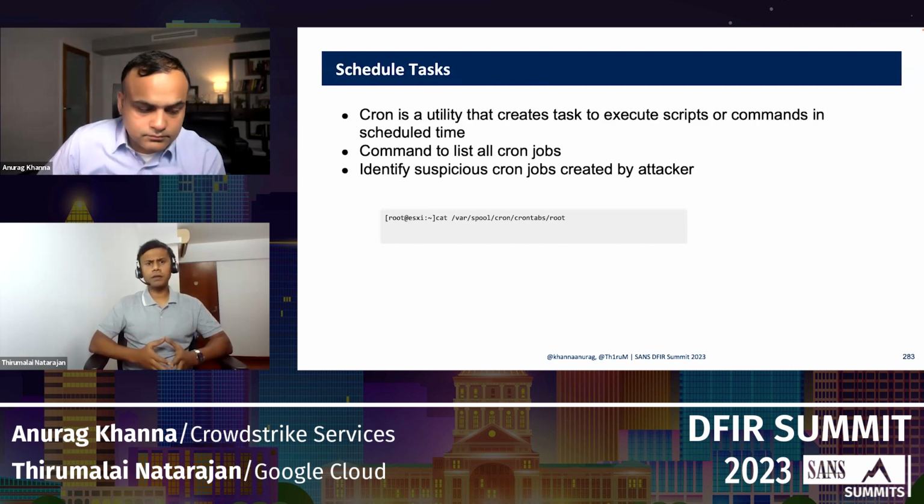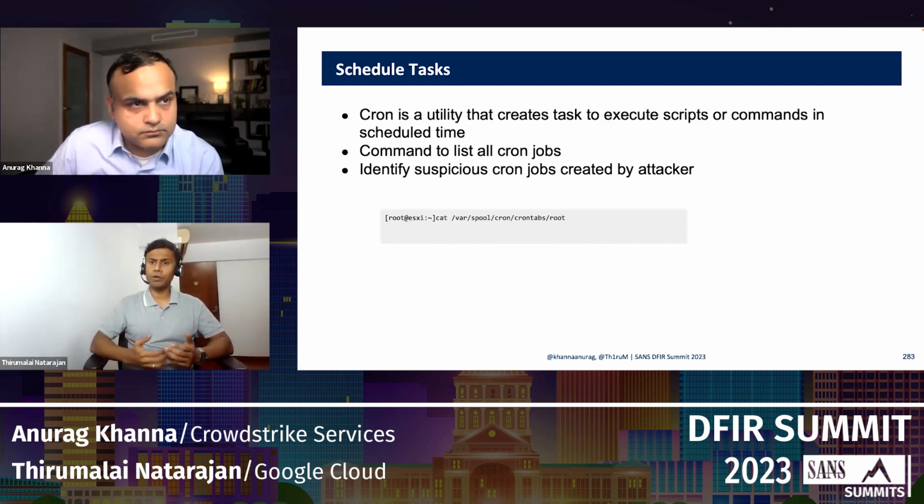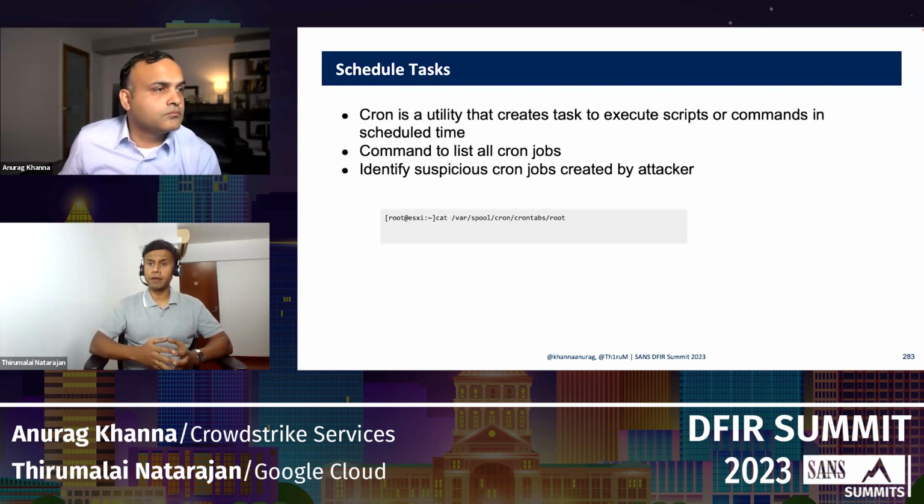Cron is a utility which you can leverage in order to create jobs to automate execution of scripts or commands during a specific time period. So you can use this query to list out all the cron jobs created in the ESXi host, and then you can identify the suspicious jobs created.